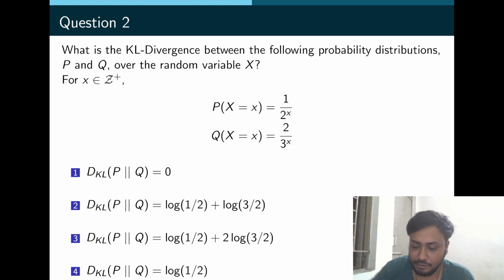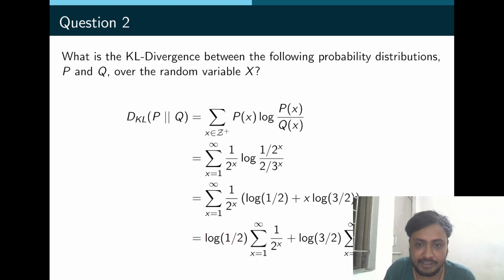All right, so this one, let us look at how we are doing it. The answer is actually the third one, but let's expand slowly and see how we are getting it. As you know, KL divergence between P and Q is defined as sum over all x, P(x) into log of P(x) by Q(x). All right, so we just plug in the values.